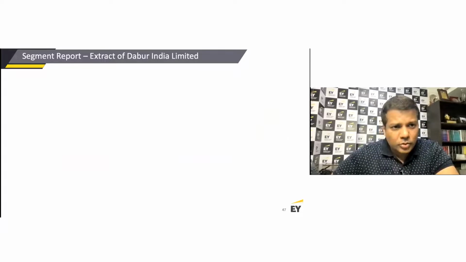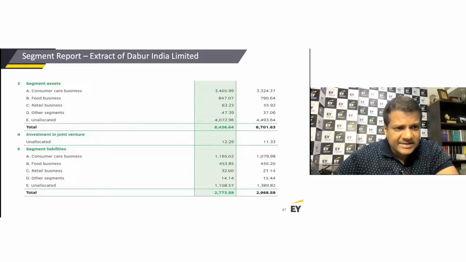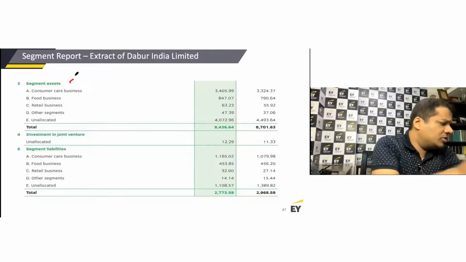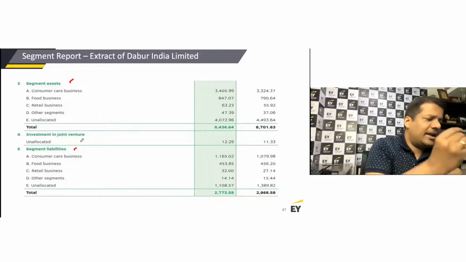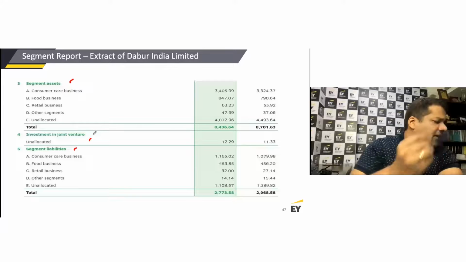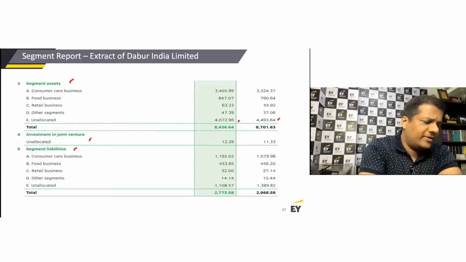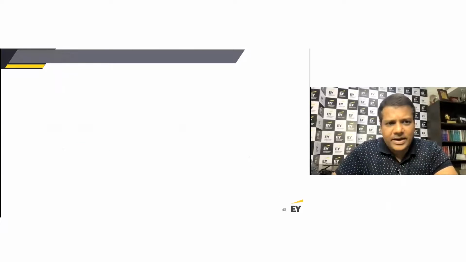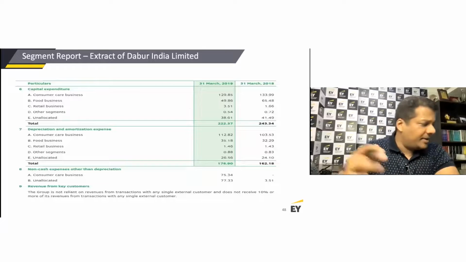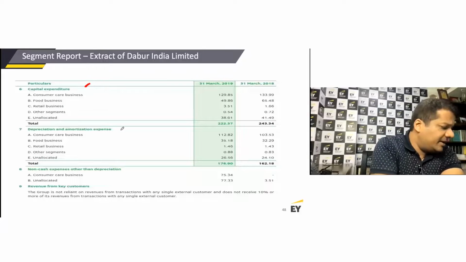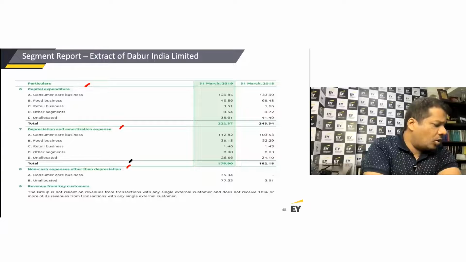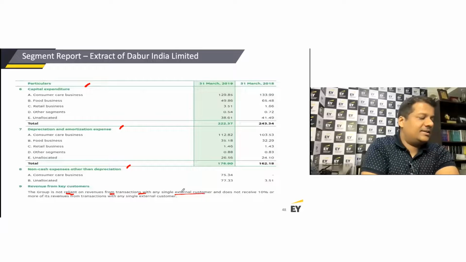And now we're also going to look at your segment assets. Then you disclose segment liabilities, then there are unallocated items. Here also there is some unallocated, which are your corporate assets and all of that. Here also you have unallocated liabilities. Then you also look at capital expenditure, depreciation and amortization, and the non-cash items. Then they made this statement that they are not reliant on revenues from transactions with any other single customer.